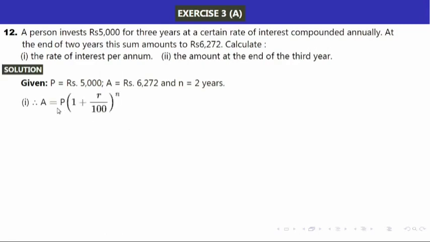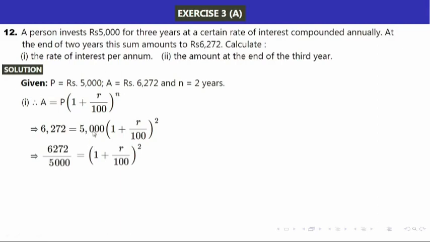Okay, so for finding amount, your formula is this one. Now let's put the values of the things that we already know. So amount is 6,272, principal is 5,000, rate we do not know, so that's why it is R only. N is given to be 2 years. So bring this 5,000 to the denominator. Now after cancellation, you get this to be 784 by 625.